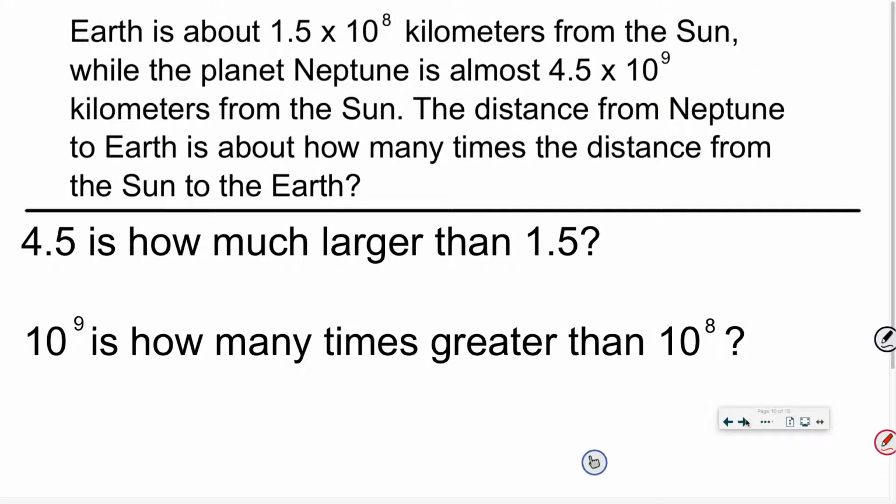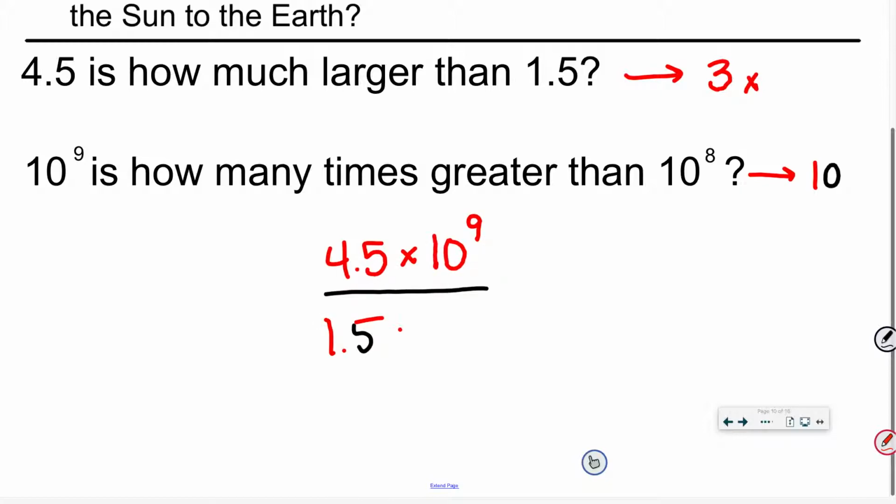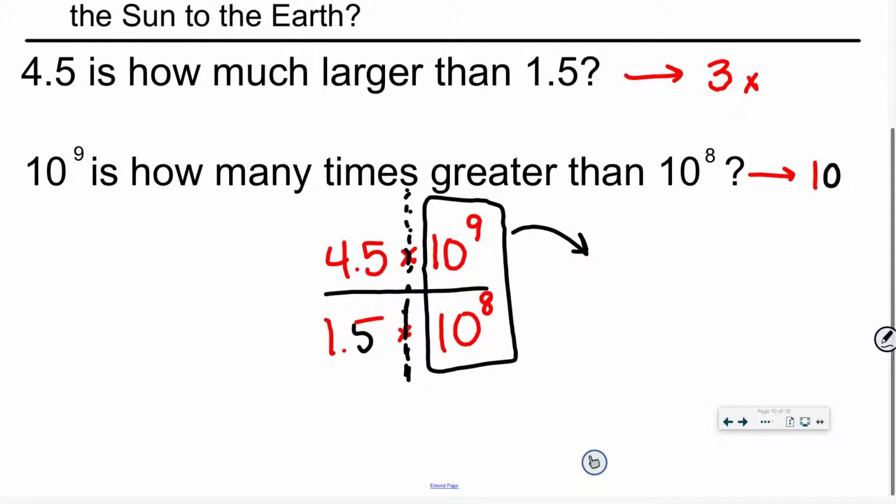So now let's put it together. We determined that 4.5 is 3 times larger than 1.5, and we know that 10 to the 9th is 10 times larger than 10 to the 8th. So what we just did is divide by keeping these numbers in scientific notation. Notice what we did here. If I divide that down the middle and just break it up, on the right side, what skill is that we have already learned how to do? That's the division property of exponents.